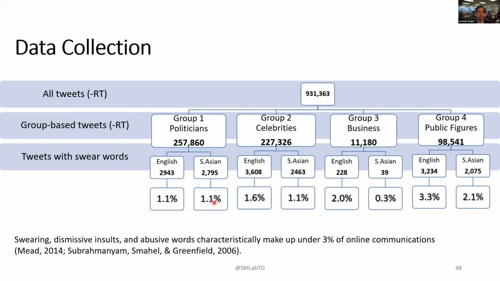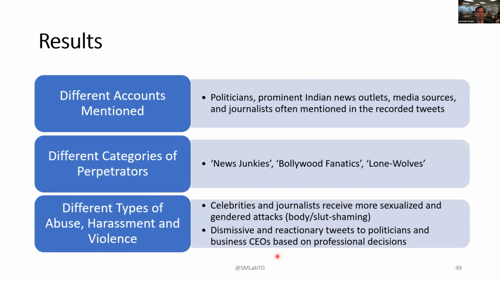So even though the percentages are relatively small, keep in mind those are explicit and directed attacks. By using this dictionary-based or lexicon-based approach, we're certainly not able to capture implicit forms of harassment, where maybe people are not using swear words or are using some kind of abbreviation that is not accounted for in our dictionaries. If you compare these percentages across the literature, they do appear in line with other research that has found swearing, dismissive insults, and abusive words make up about 3% of online communication in general. So that's where we are.